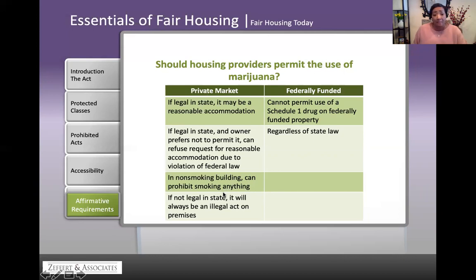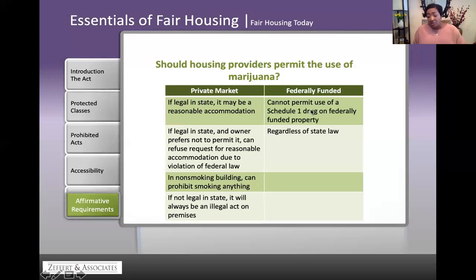prohibit smoking anything. If not legal in the state, it will always be illegal on the premises. That's in the private market. Private market is given a little bit of leeway. Keep it in mind, though, it's still illegal. It's a Schedule I drug. Federally funded properties, guess what? It's not permitted, period, either for recreational use or medicinal use. Regardless of the local law, the state law, it is federally not approved. It's a Schedule I drug, and therefore it is not allowed on federally funded properties.